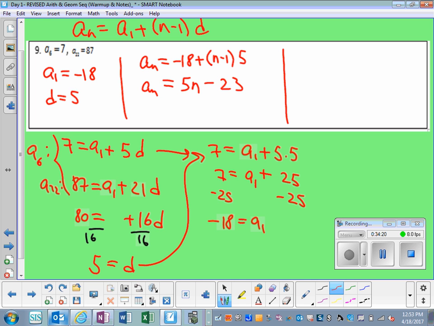Okay, so we still need to find A20, right? We can use our formula, just plug in 20 instead of n. So 5 times 20 minus 23. After I evaluate, A20 gives me 77. And we are done with the arithmetic sequence. We'll have a lot of practice with this at home.